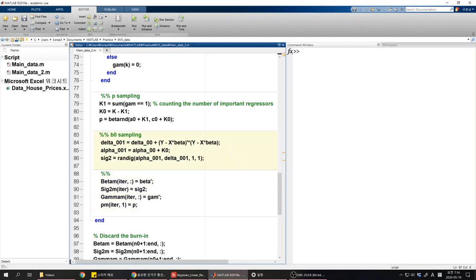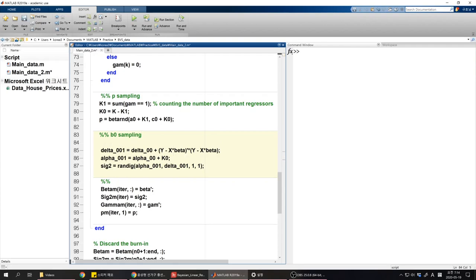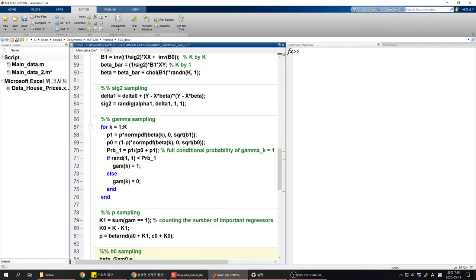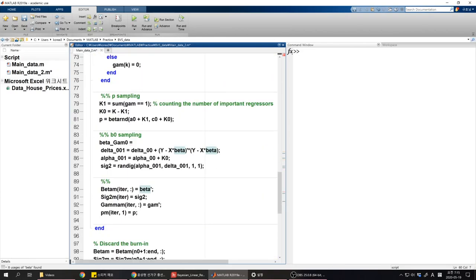Right. And what about this? This one should be beta gamma equals 0, right? So here, beta gamma equals 0. How do we get this? Where is beta? Beta is here. So among beta, we are going to take the beta coefficient with gamma equals 0.